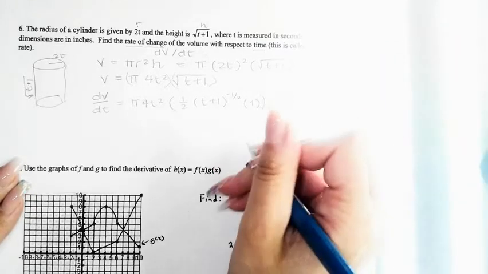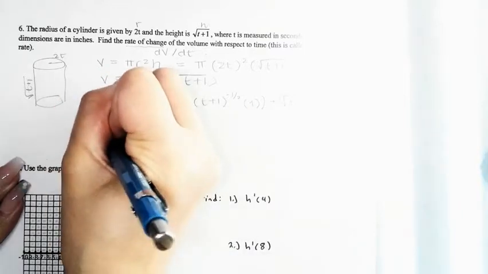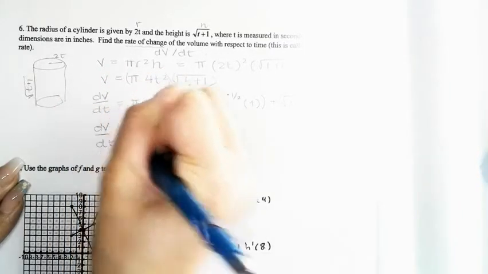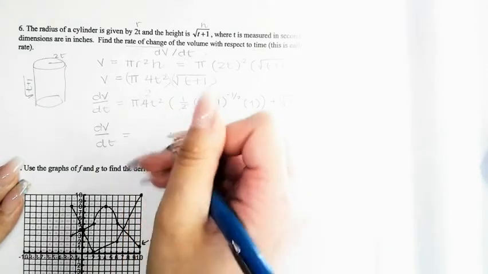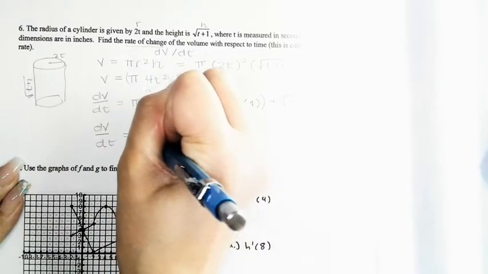So summarizing this, let's simplify it a little bit. This 4 and this 2, this one becomes a 2. So you have 2 pi.